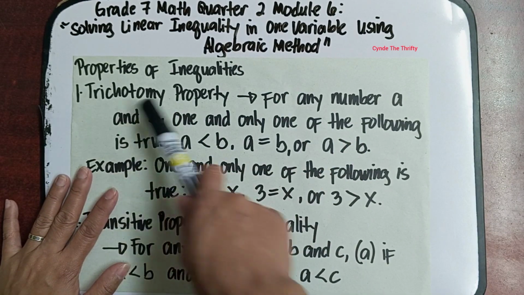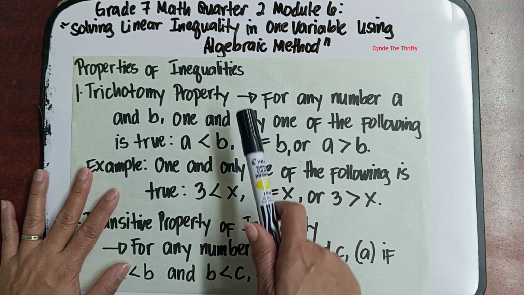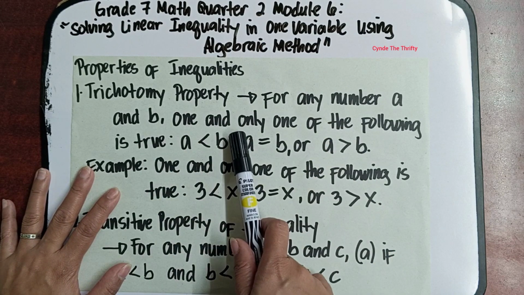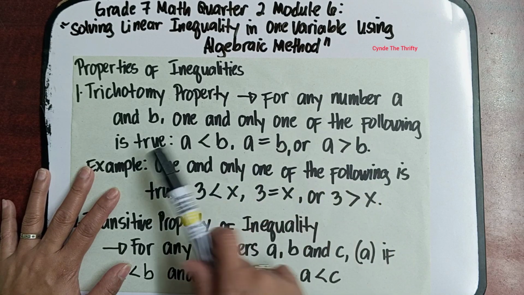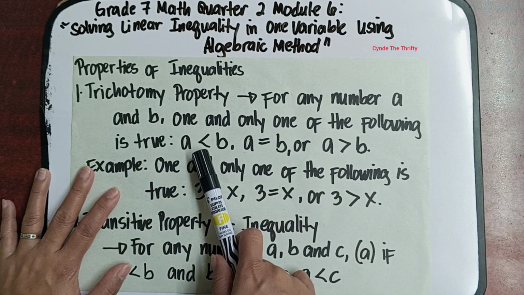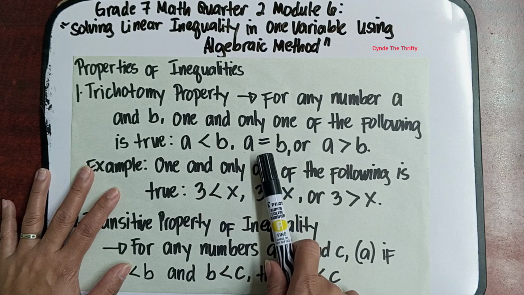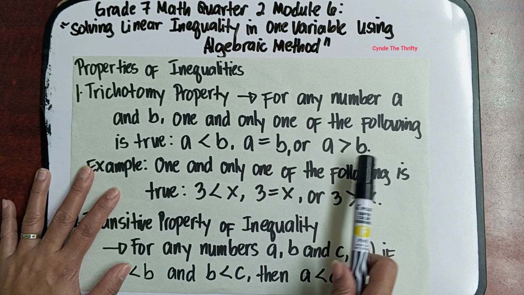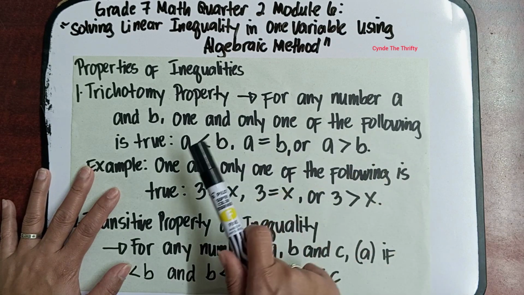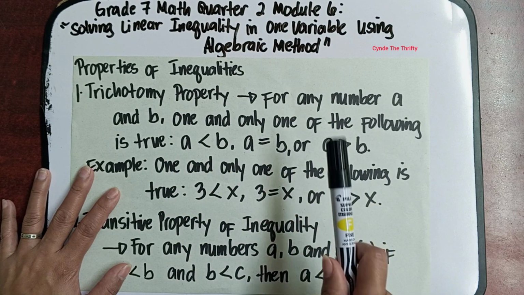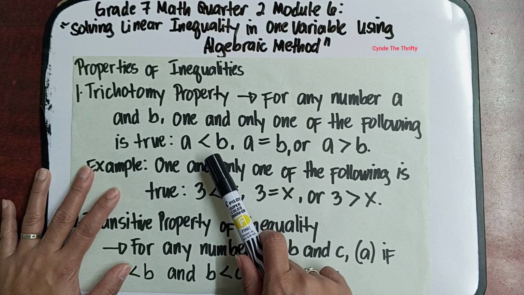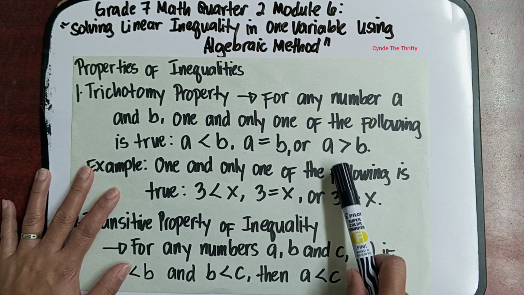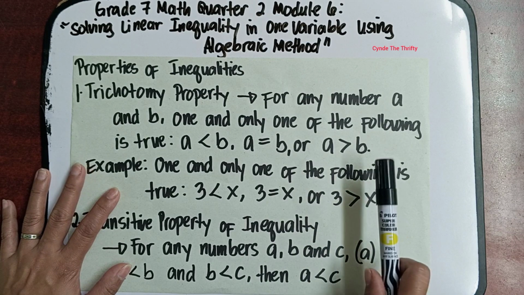First, trichotomy property. Ano yung trichotomy property? For any number A and B, one and only one of the following is true. A is less than B, or A is equal to B, or A is greater than B. Okay, so for any number A and B, isa lang dito ang totoo. It's either si A is maliit kaysa kay B, or si A is equal to B, or si A is mas malaki kaysa kay B.